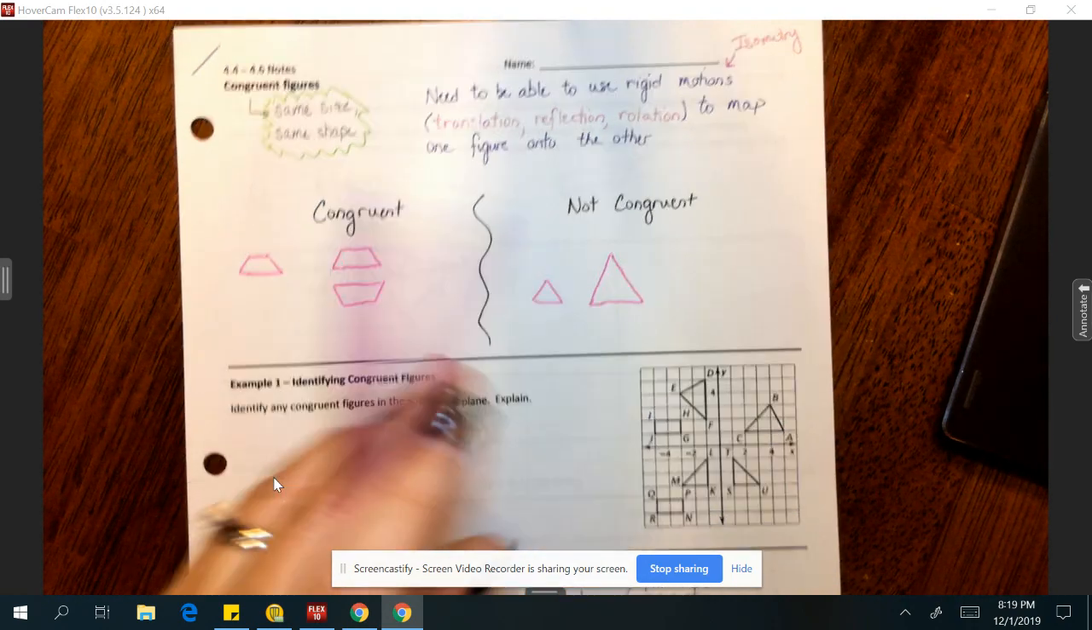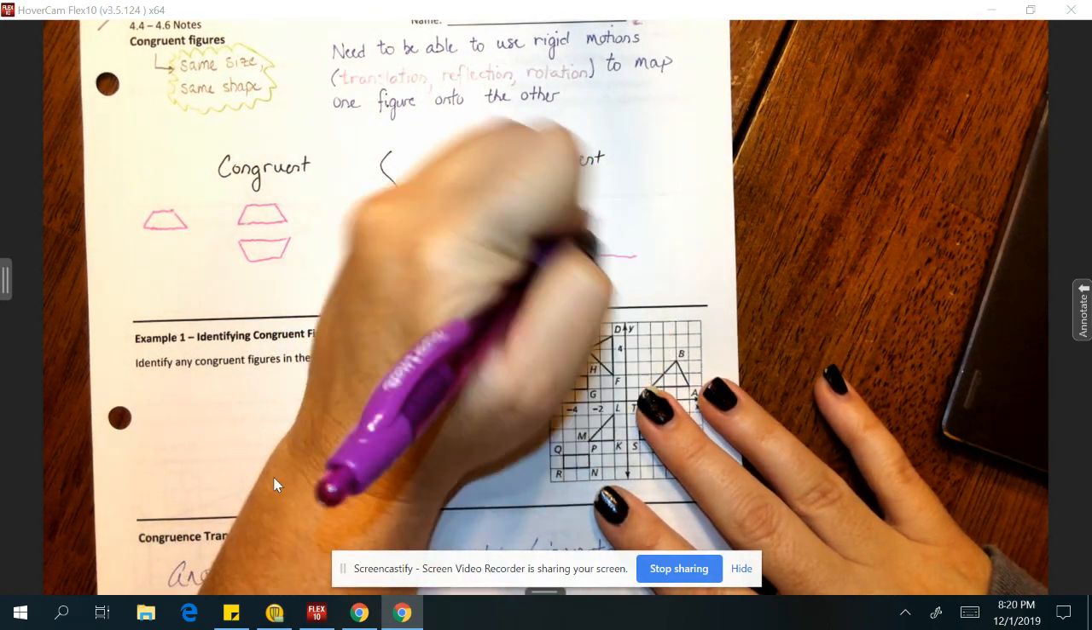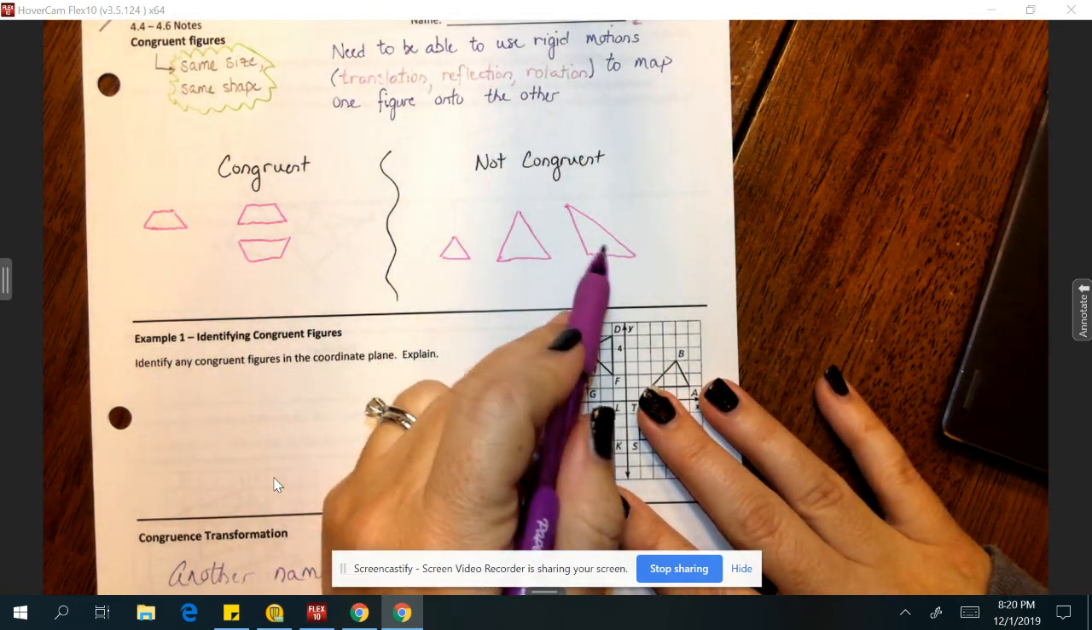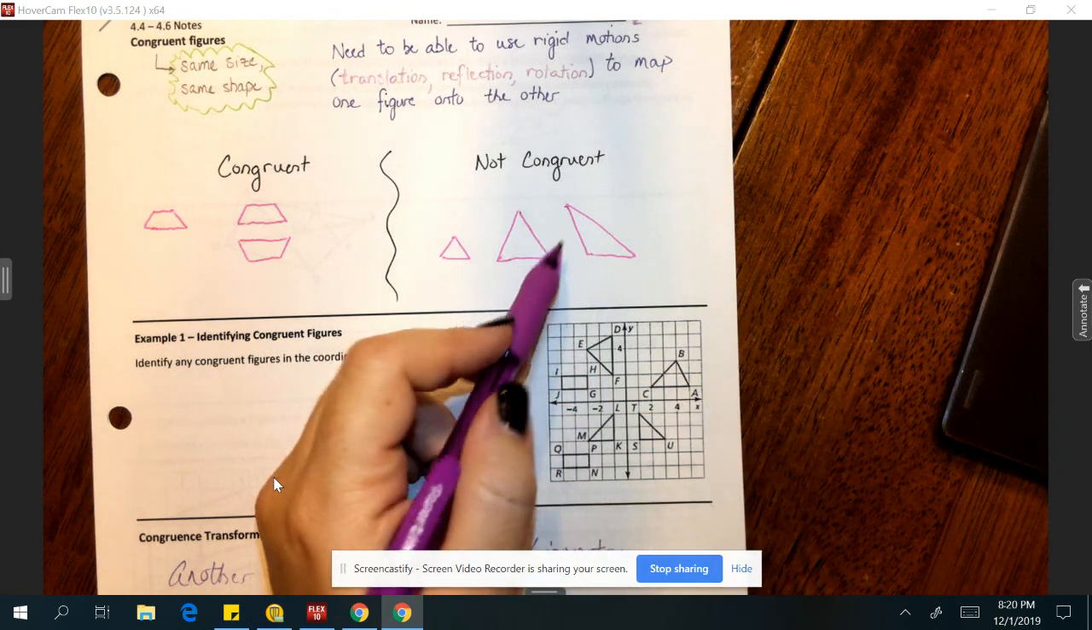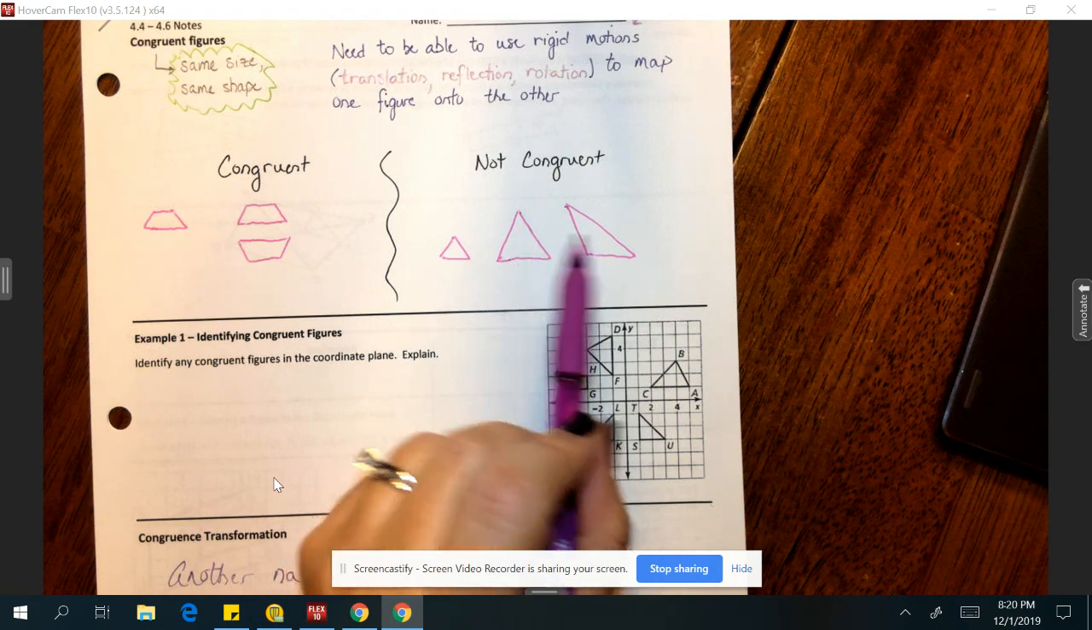Another option is if I take this bigger triangle and make it into an obtuse triangle, these might be the same size. They might have the same perimeter or the same area, but that does not make them congruent because now they're different shapes.